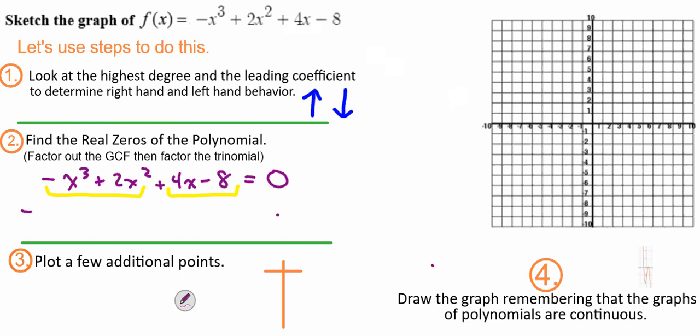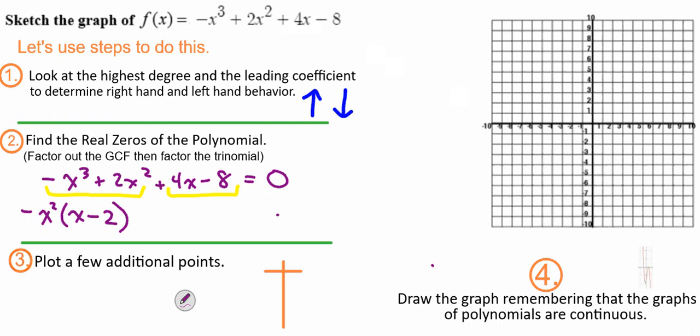Nobody likes a negative. You've got to get rid of that. And then I'm looking at these two terms, and the largest thing they have in common, their GCF, is x squared. So I'm going to factor out the x squared. That leaves me with x minus 2. Now, let's go ahead and distribute to make sure we got back to what we originally started with.